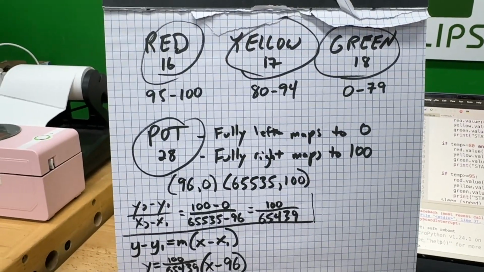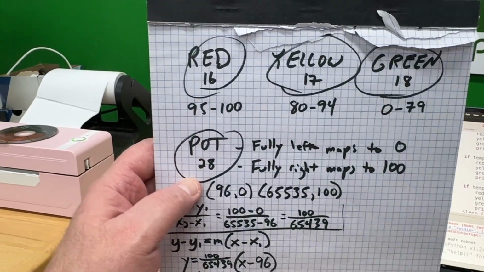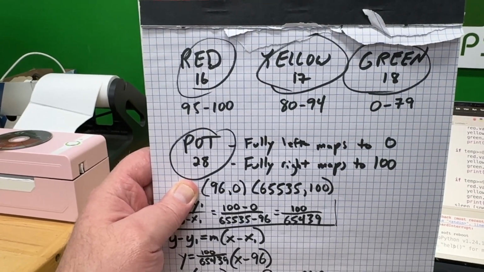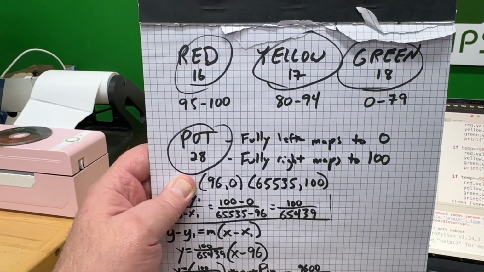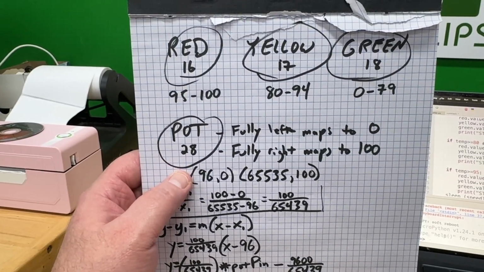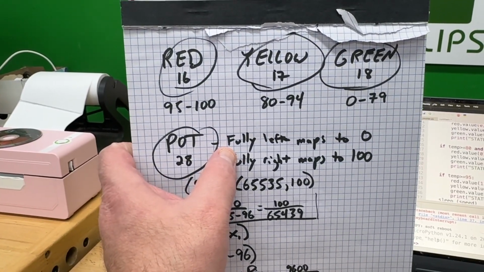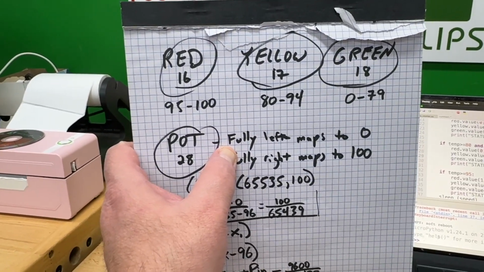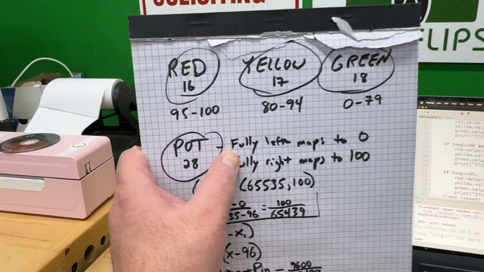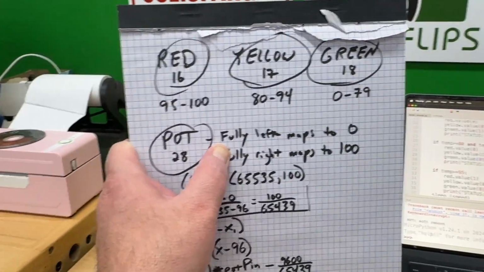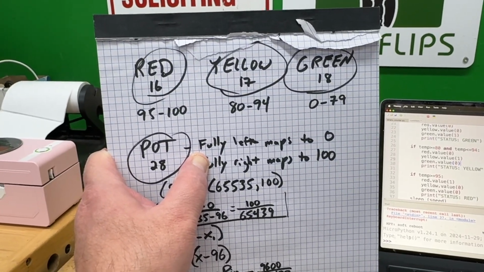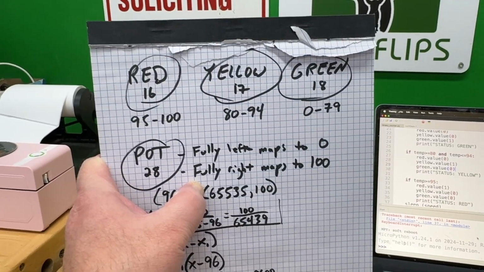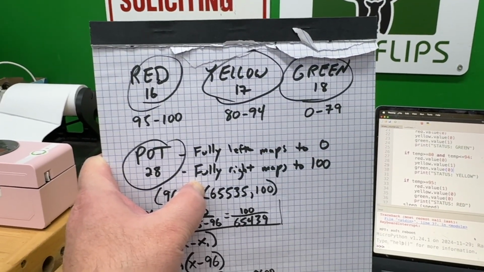We're also going to have a potentiometer here on GPIO 28, and that's going to go to the center pin of the potentiometer. And so when it's fully left, that's going to map to 0. Actually, reverse that. So okay, that's going to be backwards in my case, but I'll go ahead and keep trucking here. So fully left maps to 0, fully right maps to 100. And I did get that backwards for sure.